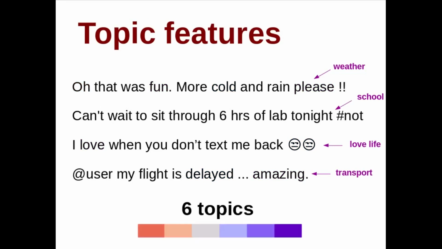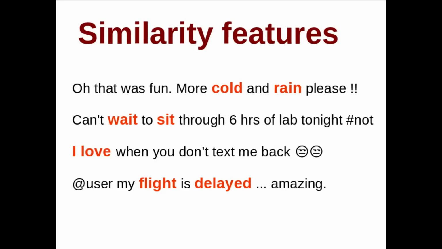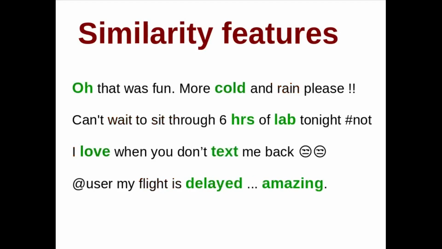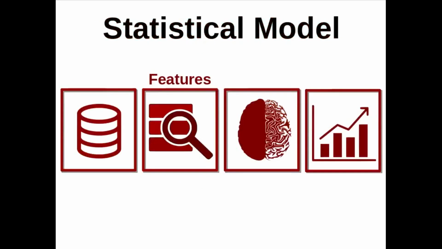Suppose that you have identified 6 main topics among your data. Then each tweet will be a mixture of them, and we use their share of topics as features. Finally, the most similar pair of words, as well as the most dissimilar pairs, are recorded. These will help us determine the context incongruities of a sentence. Having selected the features, we can now feed them to our trainer, which is a support vector machine, and obtain some useful results, which will be shown later.